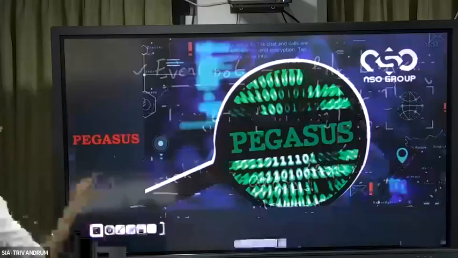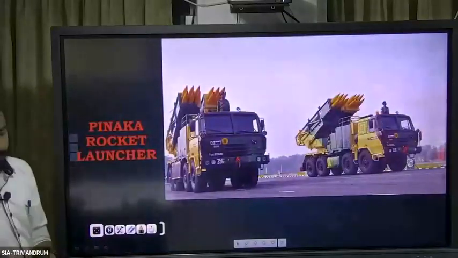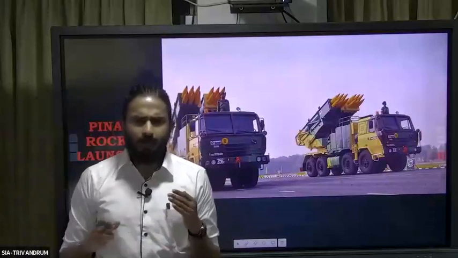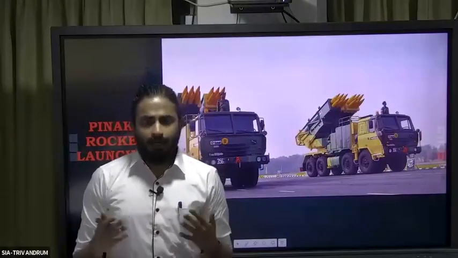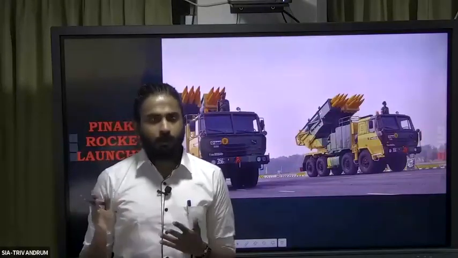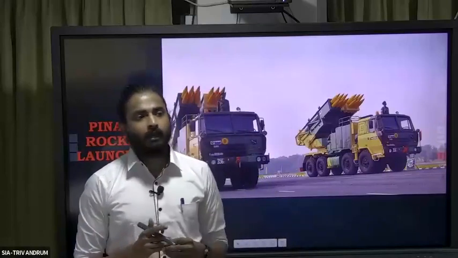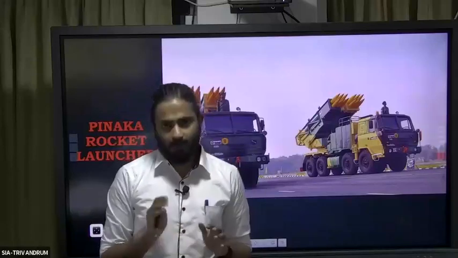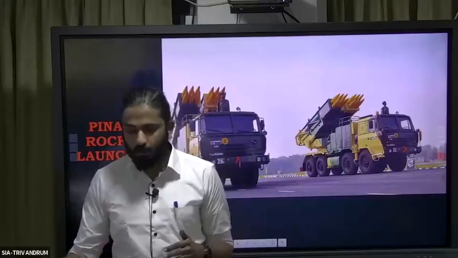Next is Pinaka rocket launcher, a topic from defense. You should just update yourself regarding all the latest missiles we have launched, any new surveillance systems we have added, any new patrolling system, any new submarines or any new ships. We have recently launched our own indigenous aircraft carrier. So update yourself on all those factual topics. Plus in defense, you should be thorough with the defense exercises also.